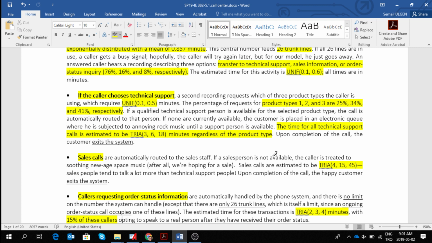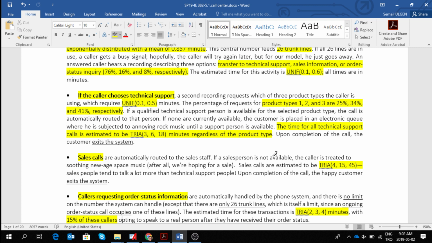So the technical support part consists of three product types, and each has some percentage of calls directed to it, and the time for all technical support calls is going to be triangular 3, 6, 18 minutes. Then when the call is completed, the customer exits the system.